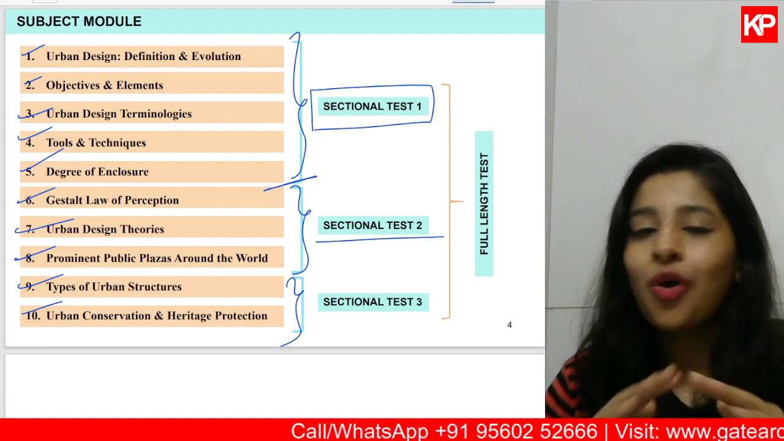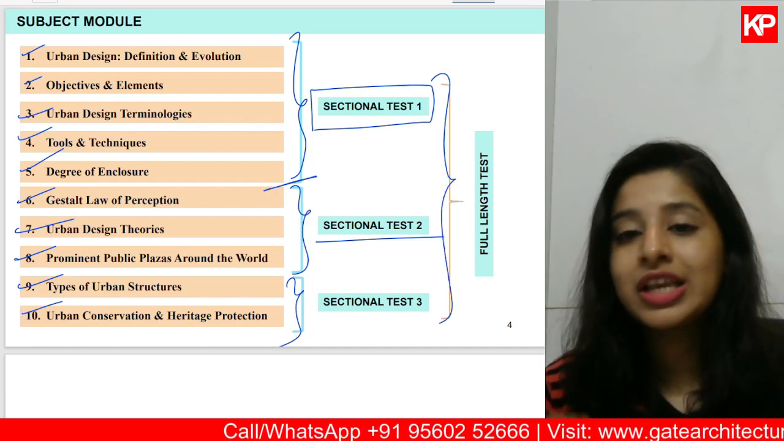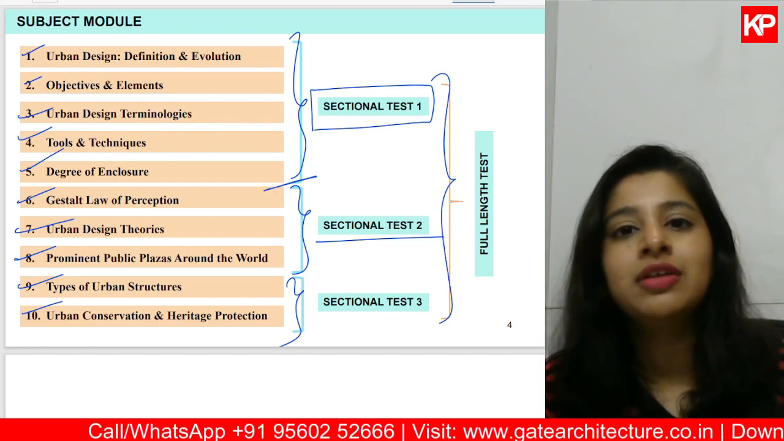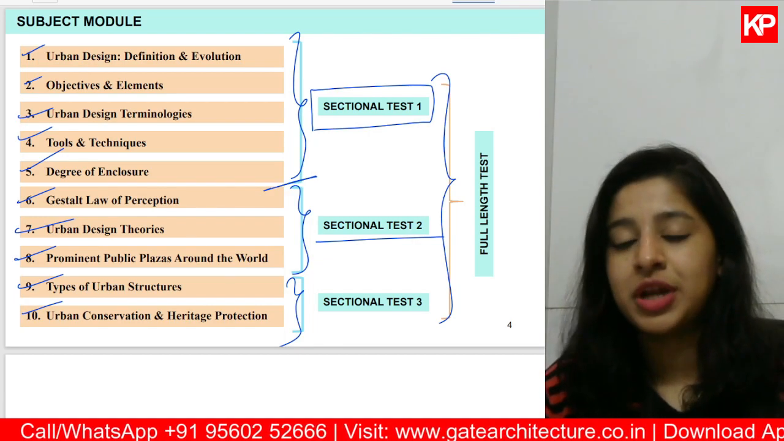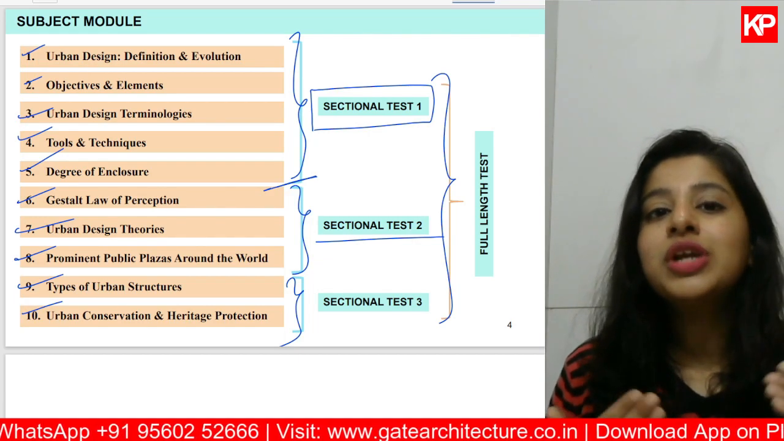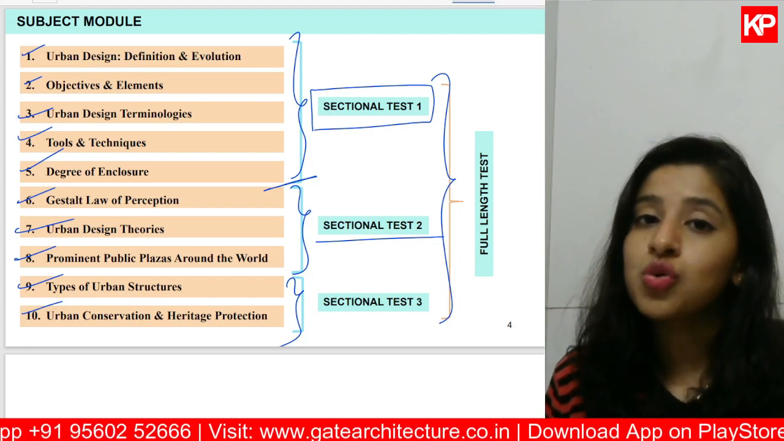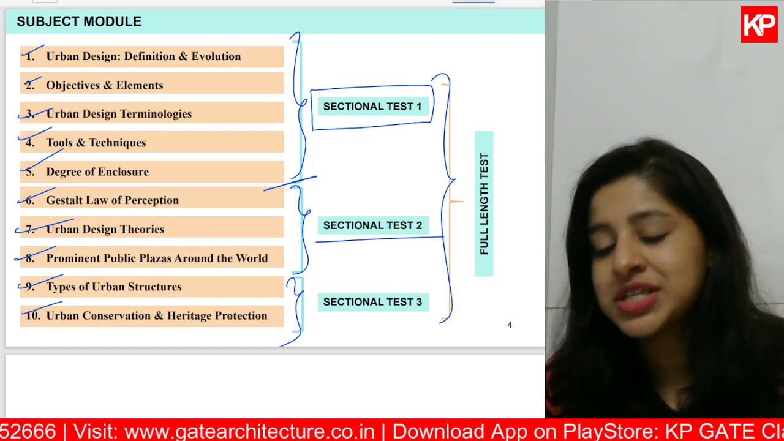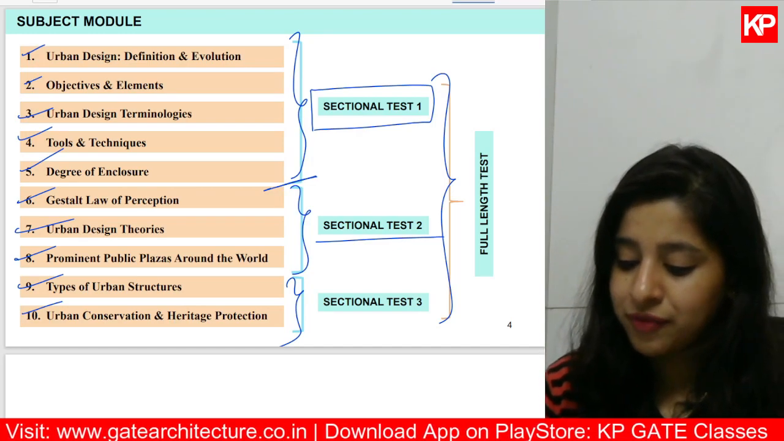And once we are done with all of these modules, we have a full length sectional test for the subject of urban design, a full length test where you have multiple questions and you have to attempt that. So there are multiple levels through which you will be able to test how much you have learned, how much you have understood, and obviously you can always get back with any doubt that you have.